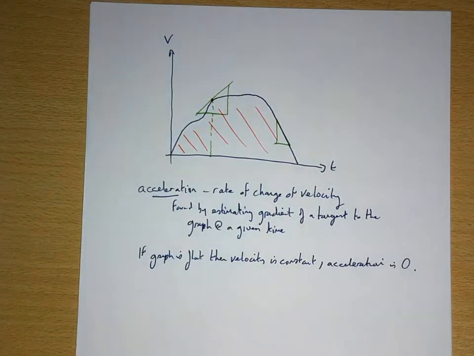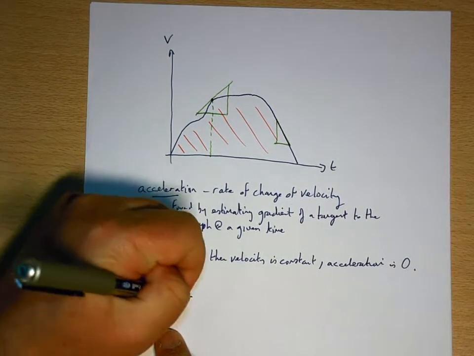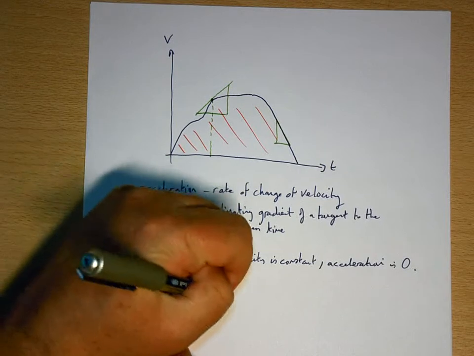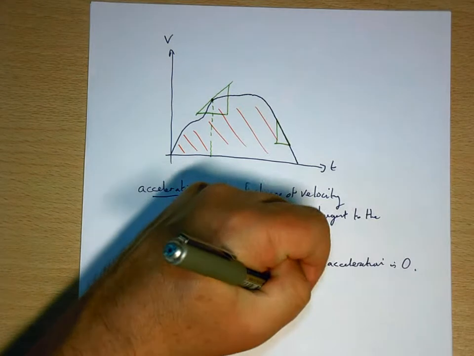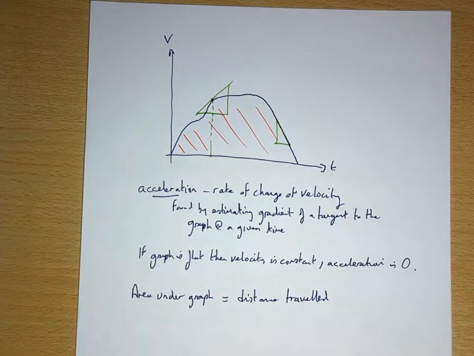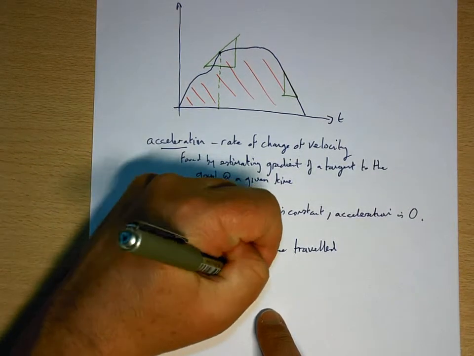Then the other thing that you can find from a velocity time graph is, if you can calculate the area underneath the graph, then that gives you the distance the particle has travelled. So the area under the graph equals distance travelled. And again, at GCSE, that's going to be an estimate for most graphs unless it's drawn with straight lines. And the way that we estimate is using the Trapezium Rule.